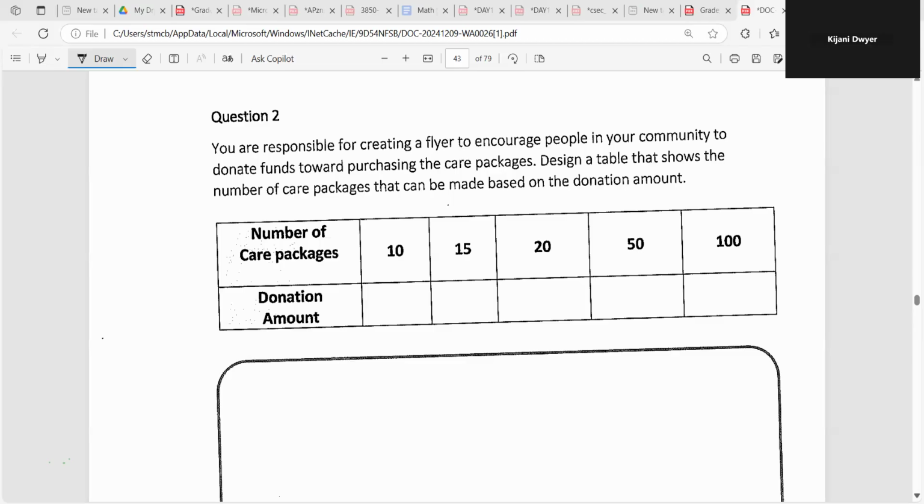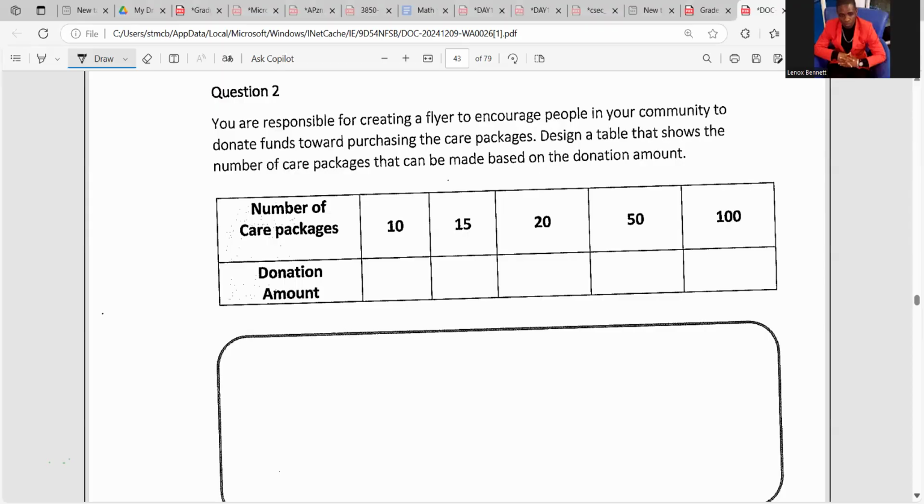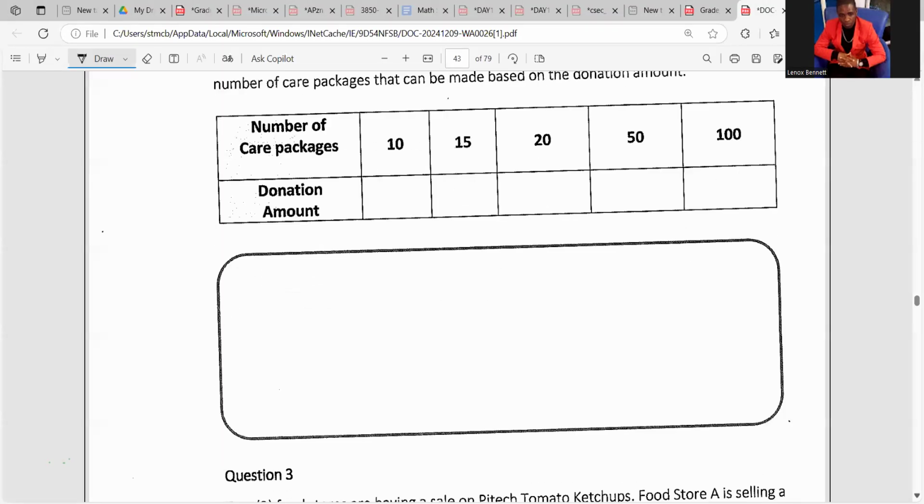Yeah. So, guys, you get the idea. Thanks so much. You're going to actually calculate the care packages if it's 15. So we already did for 10, right? If it's 15, if it's 20, if it's 50, if it's 100. So, do we need to go back up? Draw your little table, guys.